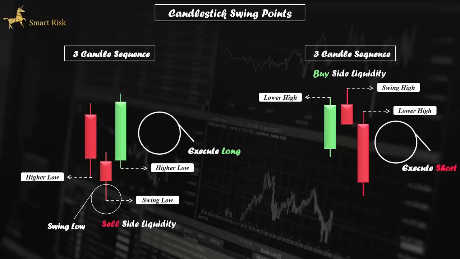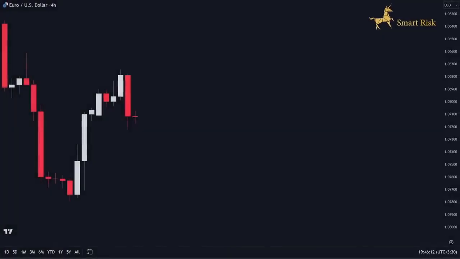Understanding these dynamics can help traders anticipate potential price movements and make informed trading decisions. Now let's proceed to the real chart and see more examples. Here we have Euro-Dollar 4-hour time frame on the screen. Now, we are going to identify the swing points as the potential buy-side and sell-side liquidity areas on the chart.